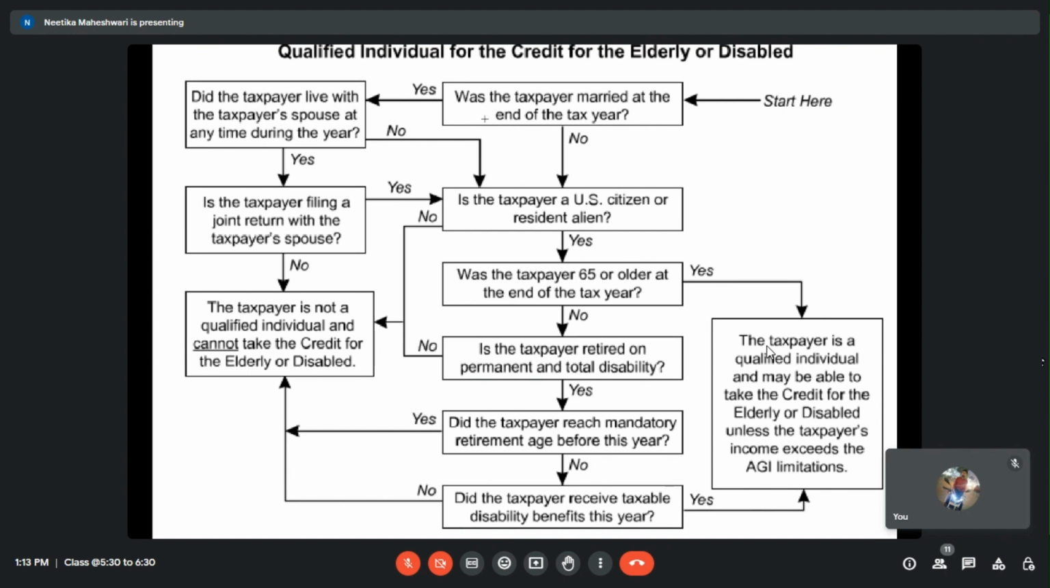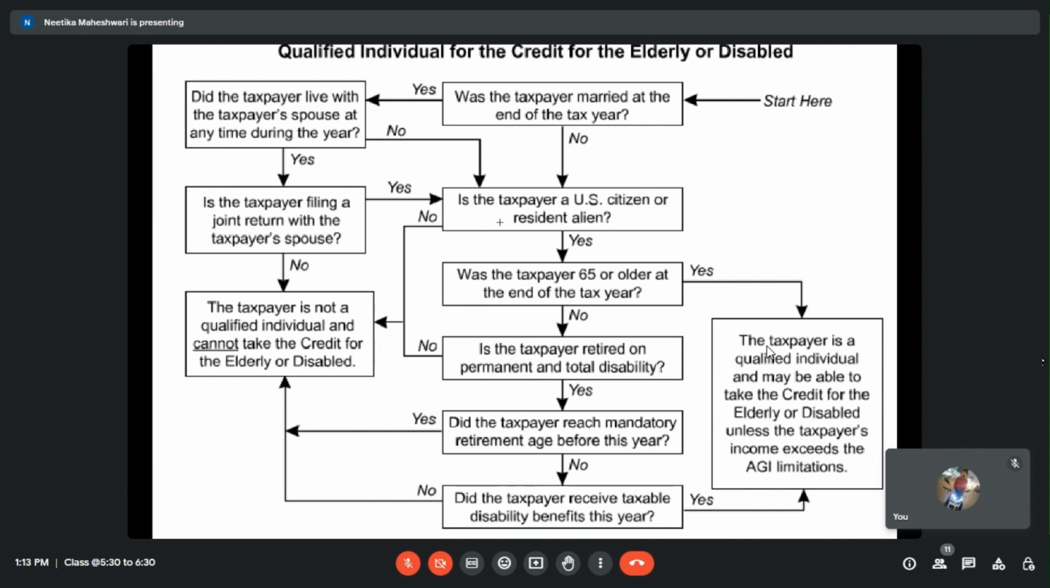So again, let's start here. Was the taxpayer married? No. Fine. Is the taxpayer a US citizen or resident? The person cannot be a non-resident. Then we say no, still no. And again, there is still a possibility that they may get it. Okay, we just have to come to this.